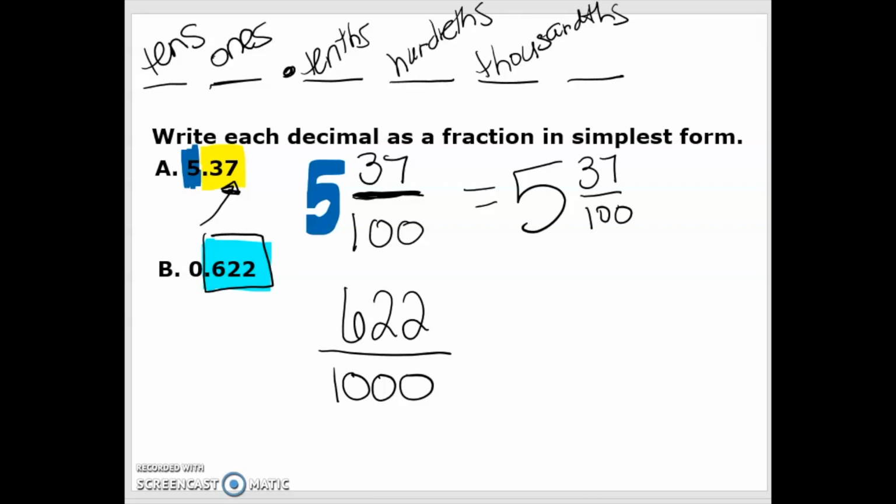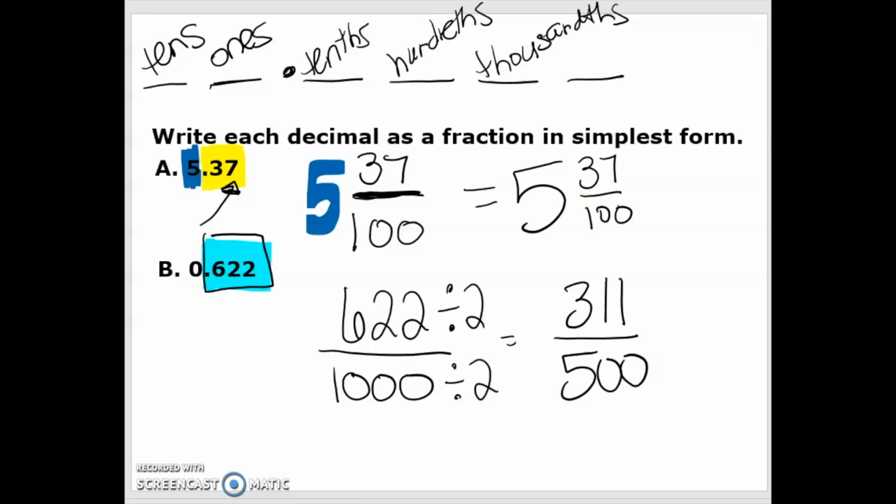Now this time I can simplify. Notice how both of these are even. So that's always a good thing to check. If you're not sure the numbers are really big, check and see if they're even. If they're both even, then we can certainly simplify them. So we divide by 2 and we get 311 over 500.